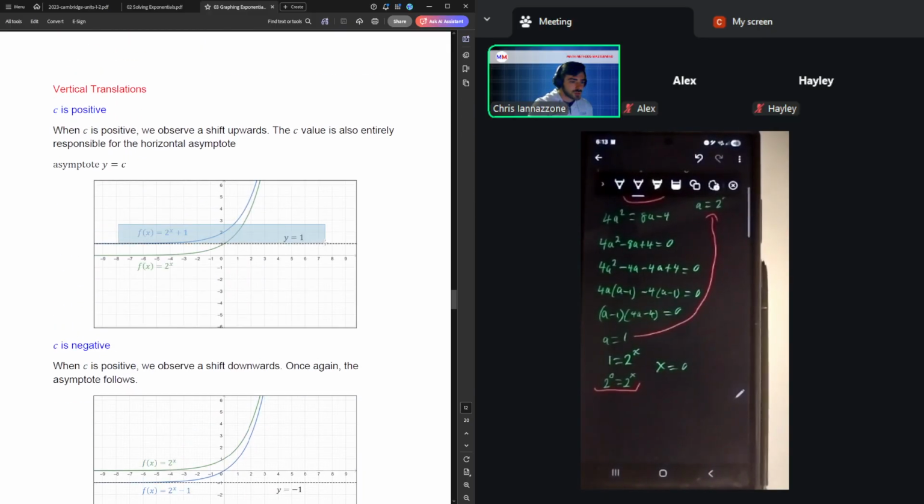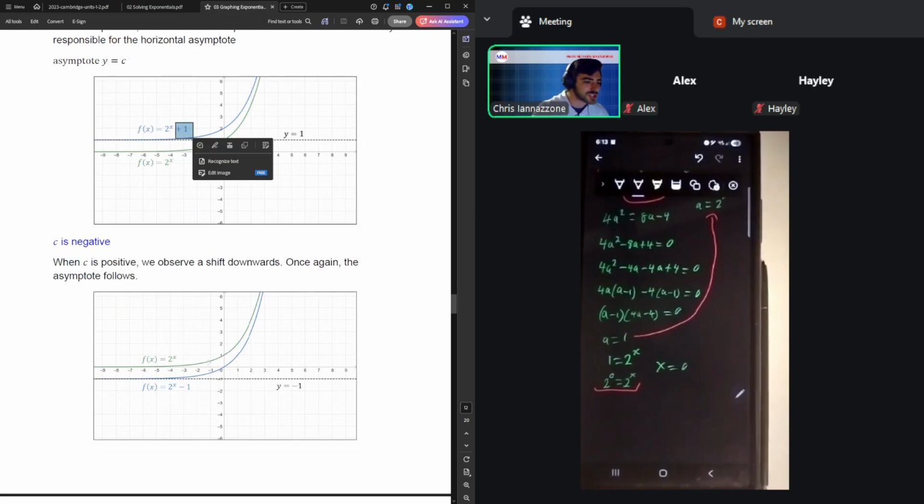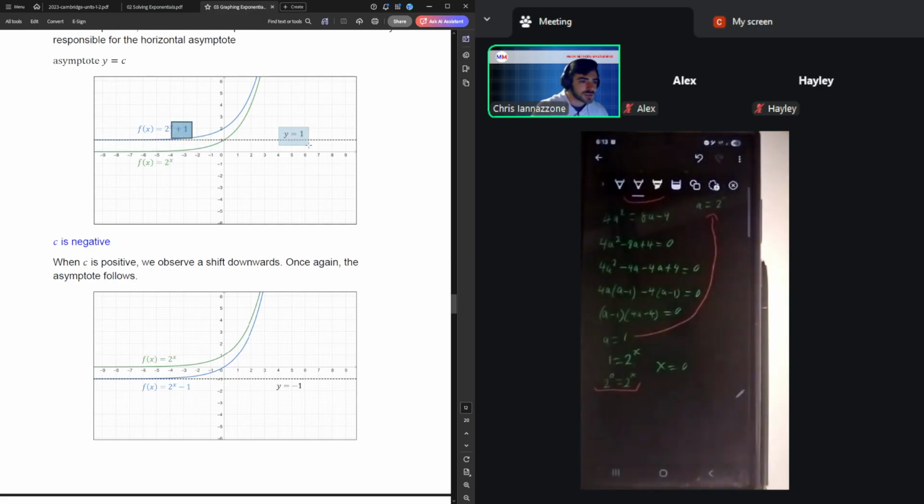Vertical translations are the more important term, so whatever the plus or minus is at the end will determine where your asymptote is. So if you have a plus 1, you now have a y equals 1 asymptote. If you have a minus 1, you now have a y equals minus 1 asymptote.